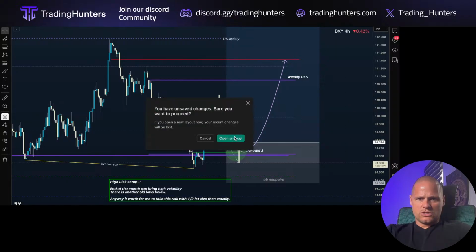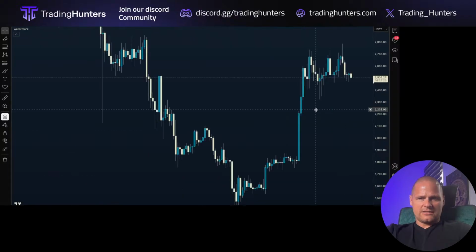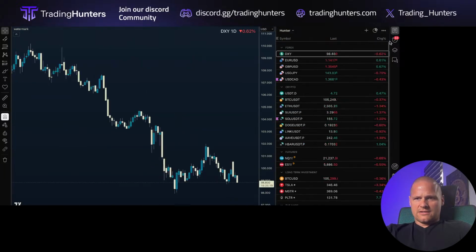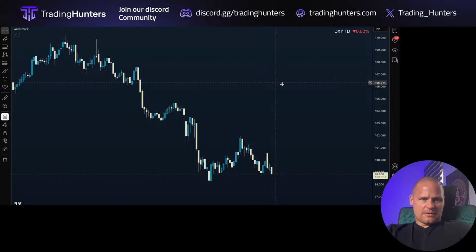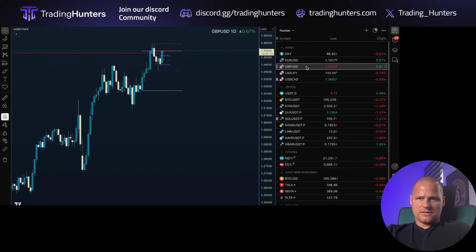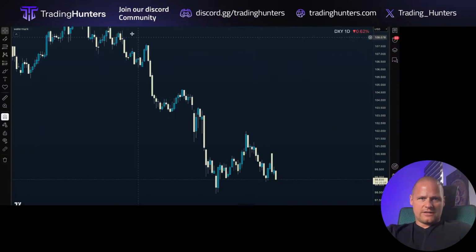So let's check what's actually wrong here. I have opened this and started to do the new analysis. So let's go to the dollar index. Okay, did it save? Yeah, okay, here is the Euro. Okay, so I didn't do the dollar index, so I'm going to do the dollar index right now.